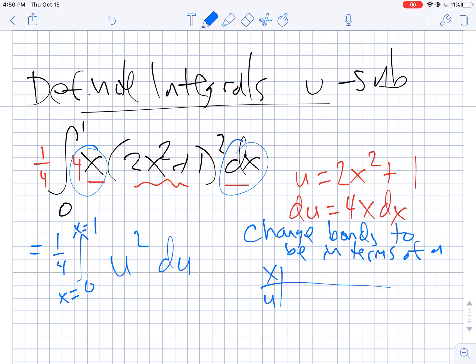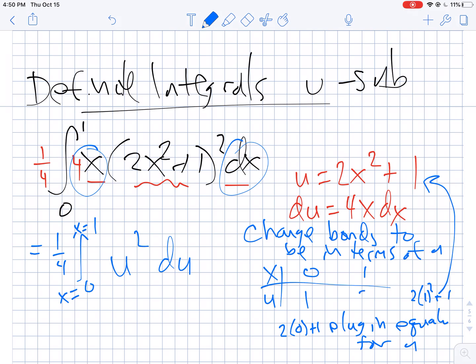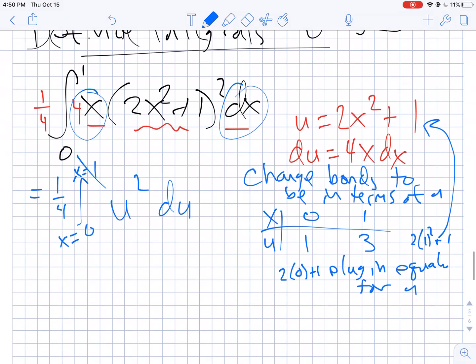So my old bounds were going from x equals 0 to x equals 1. And what I'm going to do is plug them into the equation for u. So if I plug in x equals 0, that's 2 times 0 squared plus 1, that's 1. When I plug in 1, I get 2 times 1 squared plus 1, that's 3. So I don't want to write these in terms of x. I want to write them from u equals 1 to u equals 3.